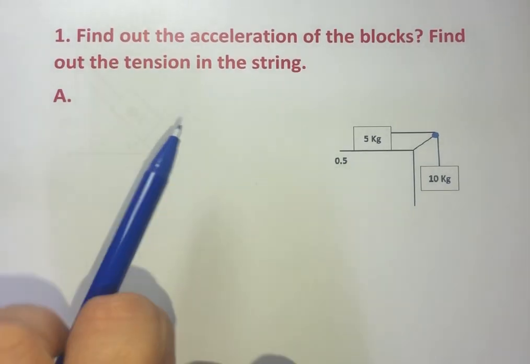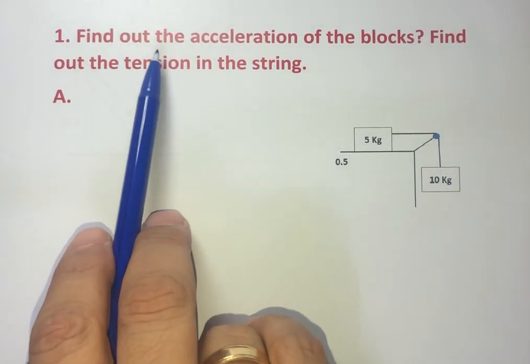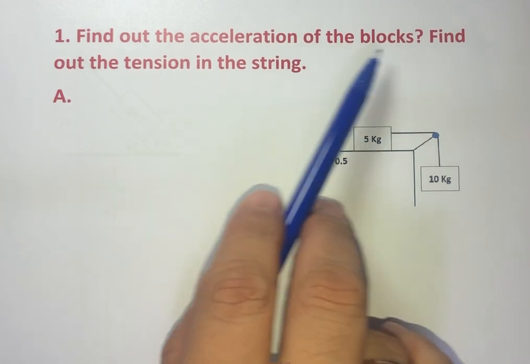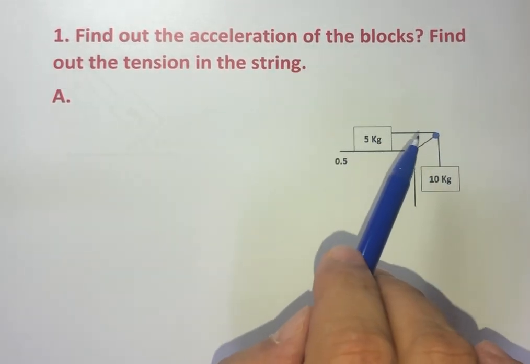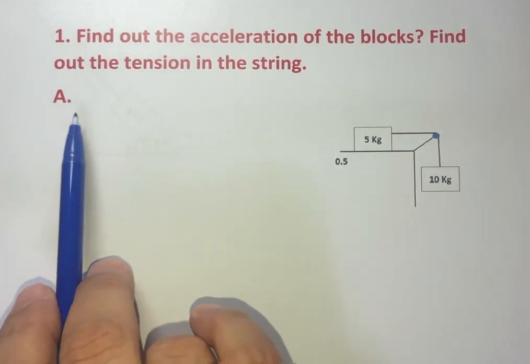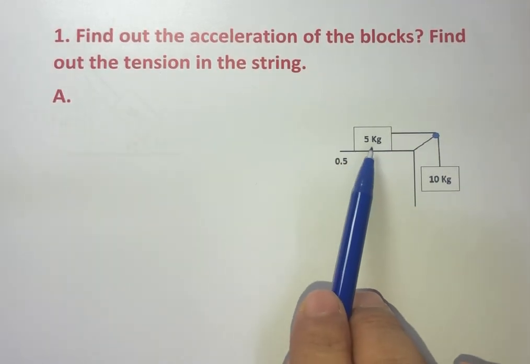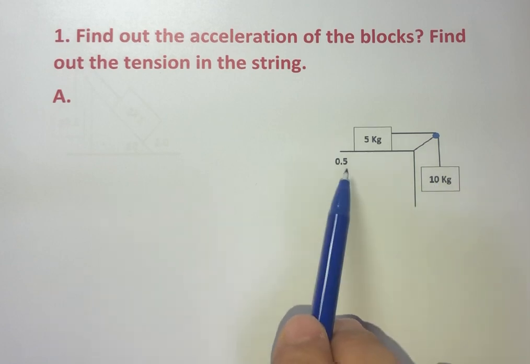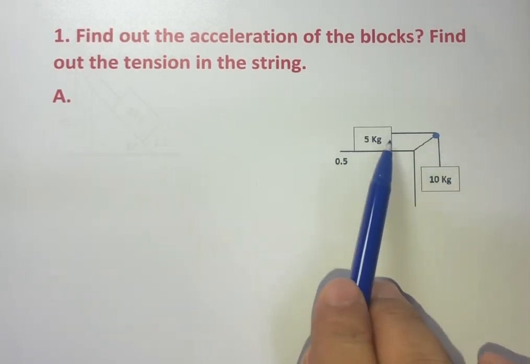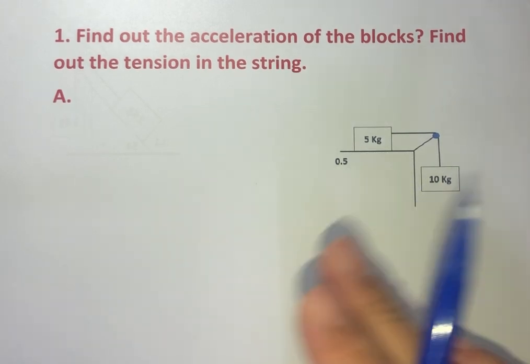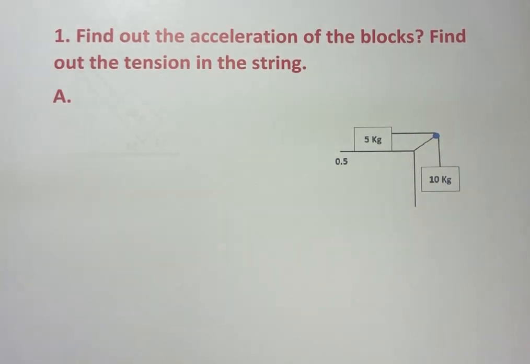Hello friends, so in today's question, find out the acceleration of the blocks and find out the tension in the string. So this is the first part. You have two blocks, 5 kg and 10 kg, and the coefficient of friction is given as 0.5, and they are interconnected by a single string, and we are going to find out the acceleration.